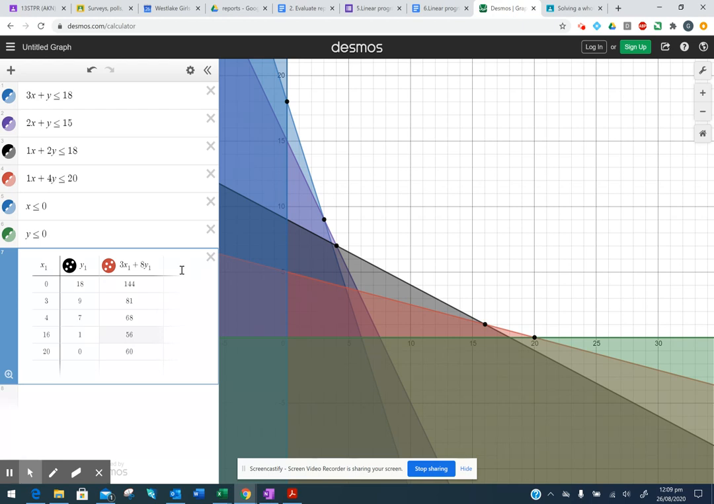So my smallest amount of cost is when I use 16 of ingredient 1 and 1 of ingredient 2, and it will cost me $56.